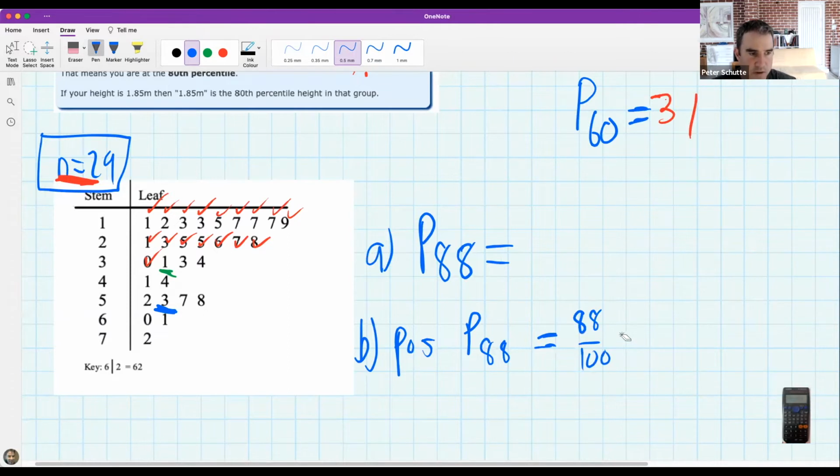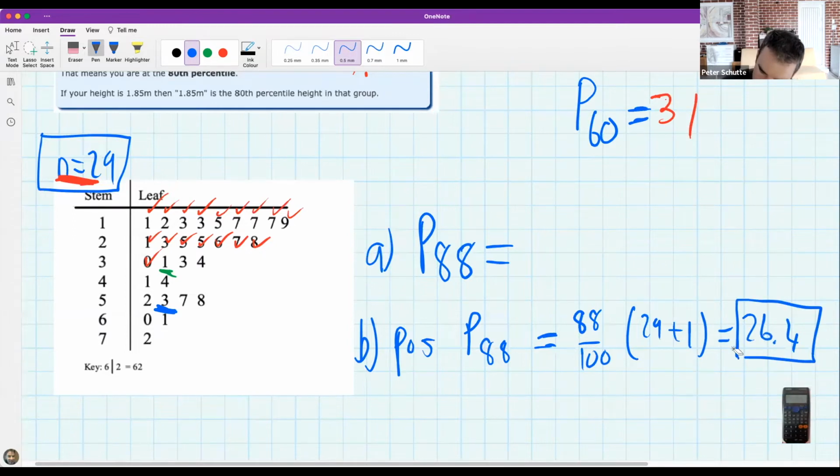Now, what happens when there's a fraction? I see some of you are giving me 26.4. So let's see if I get that. So you do get 26.4. Okay, now what happens in this situation?